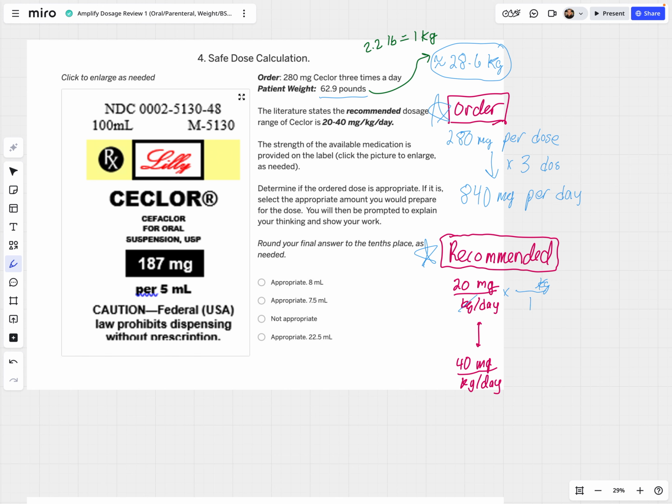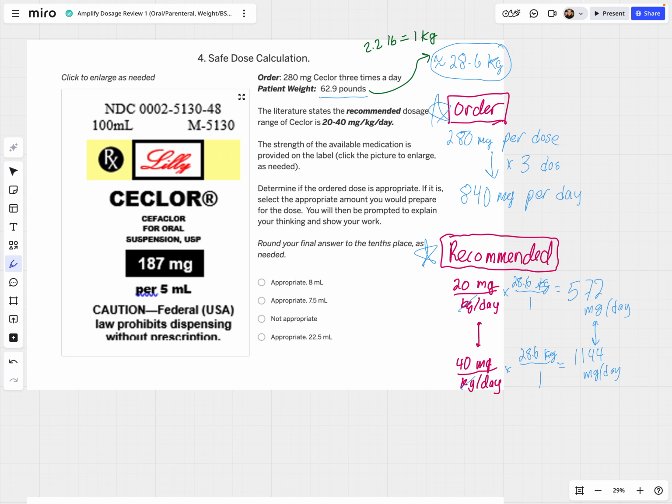So I'm going to multiply by their weight. When I multiply the minimum and the maximum by their weight, kilograms will cancel, and I will be left with just the milligrams per day that this person needs. When I multiply 20 times 28.6, we get 572, and this is milligrams per day. So for a patient that weighs 28.6 kilograms, the minimum amount they should get would be 572 milligrams per day. And for the maximum, when I multiply by 40, it should be double that, which it is: 1,144 milligrams per day.